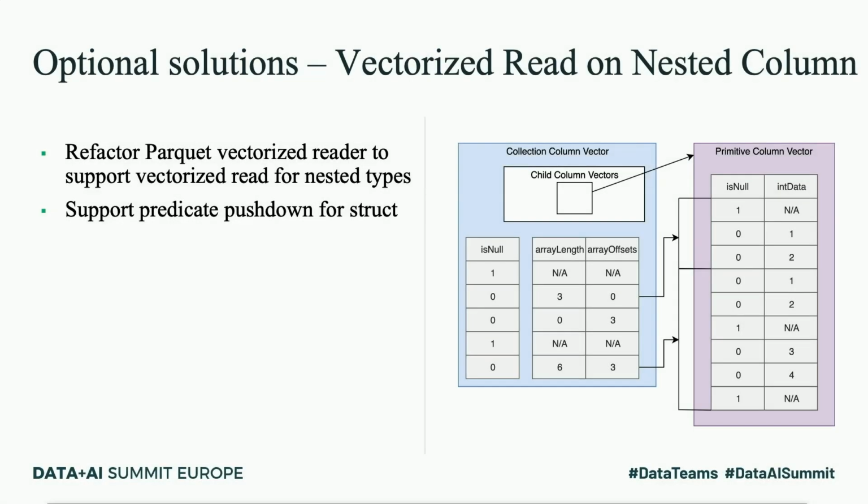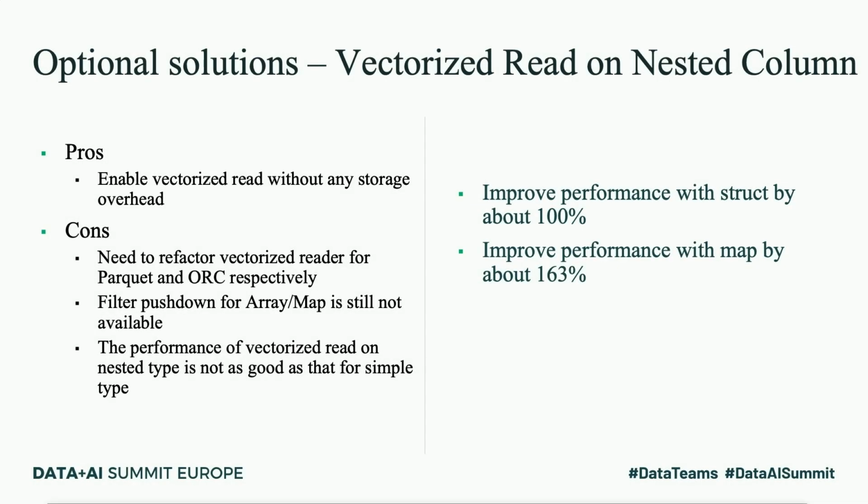And also, we design another solution. We refactor the Parquet vectorized reader to support vectorized read for nested types. And we try to support predicate pushdown for struct, only for struct, not for the array and the map. This solution enables vectorized read without any storage overhead. And indeed, we improve the performance with struct by about 100%.